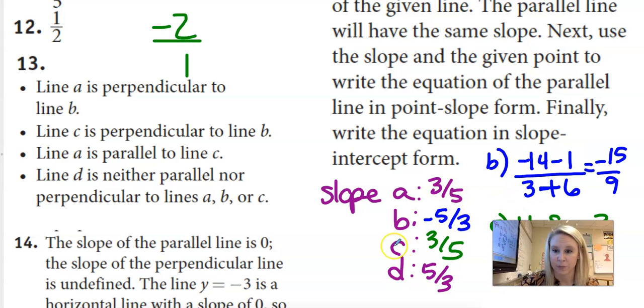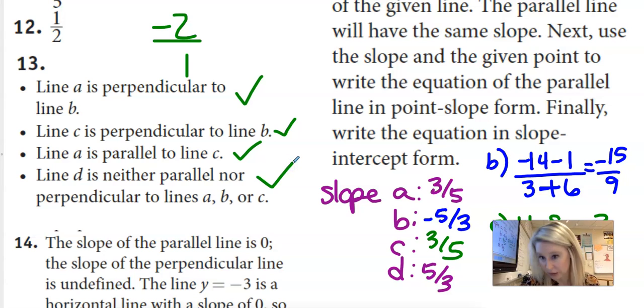I did it in here in blue. Slope of C was 3/5. Did it in the green. And we did that together. D was 5/3. So based on these numbers, I know A is perpendicular to B, and I know C is perpendicular to B because they're opposite reciprocals. I know A and C are parallel. And then I know D isn't parallel or perpendicular to either A, B, or C. Okay? Shout out to y'all if you got that one. That was a lot of work.